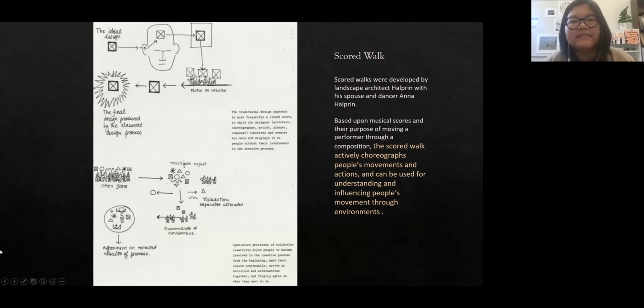So they have this idea that when we are designing a space, it is not just designing a space, and people are the vehicle, and then use it the way that you want it to be used. But actually, people are the open score, and people can have their own interpretation of the environment. People can use the space and sense the space the way they want. So the score work actively choreographs people's movement and actions, and can be used for understanding and influencing people's movement through the environment.